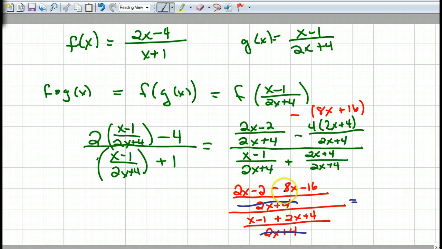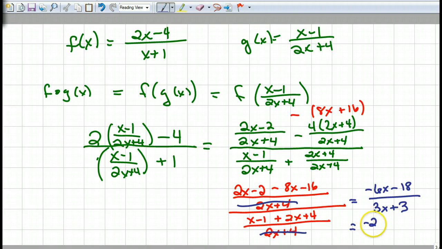All right, so 2x minus 8x is what? Negative 6x. Negative 2 minus 16 is negative 18. Okay? What is x plus 2x? 3x. Good. And what is negative 1 plus 4? 3. Mm-hmm. And then you can't divide that. You can take out a 3 out of all of it. Right. So let's divide everything by 3.